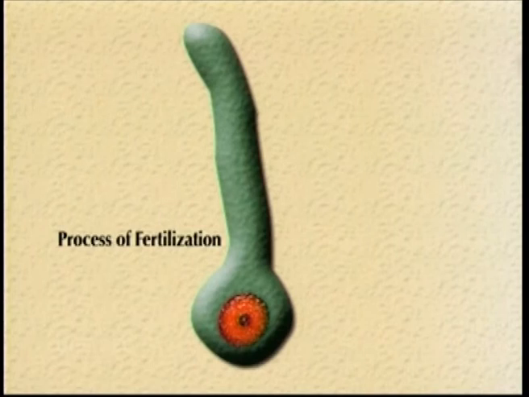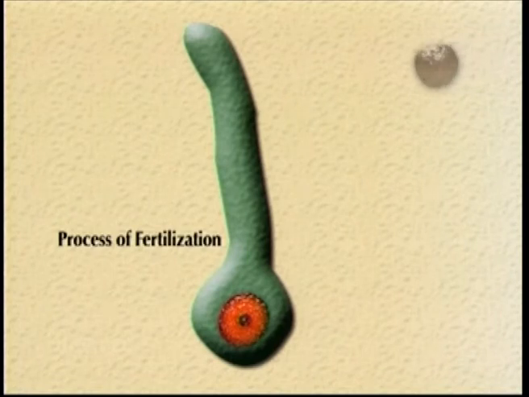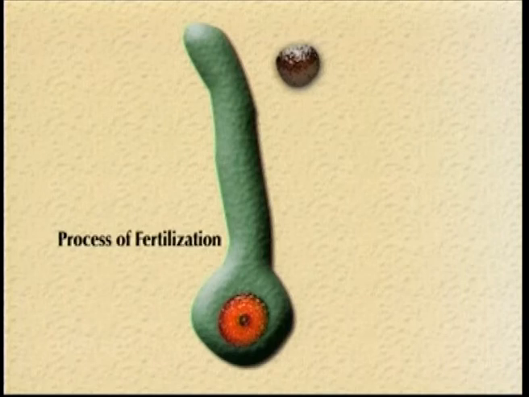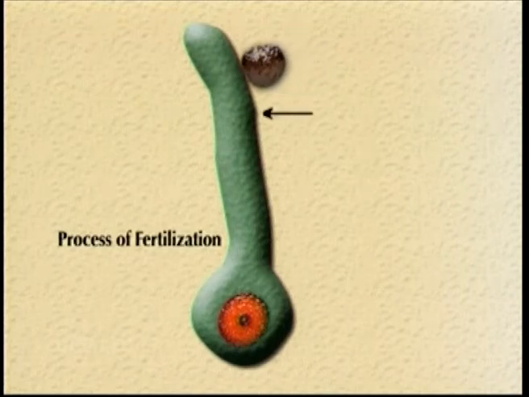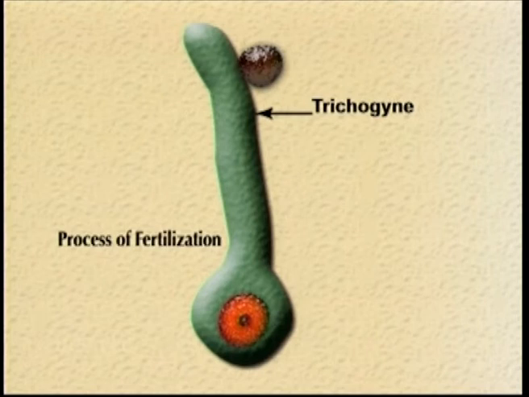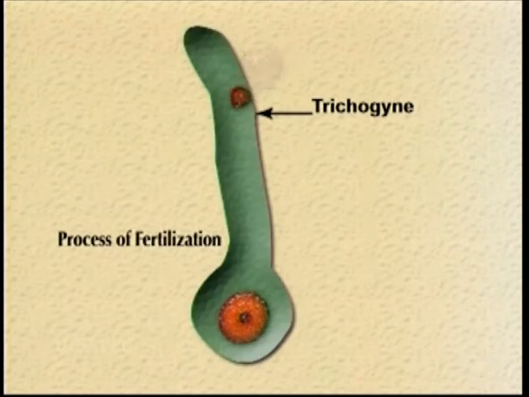Now the process of fertilization. The liberated spermatia are carried to the trichogyne passively by the water currents. When they come close to the carpogonium, one of them adheres to the trichogyne. The wall dissolves at the place of contact, and the contents of the spermatium along with the male nucleus move down into the carpogonial base.